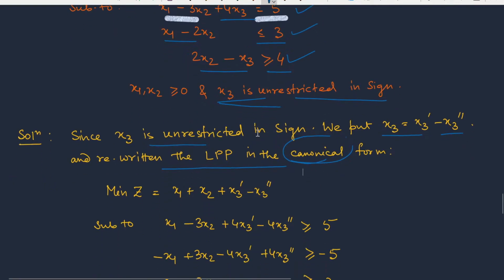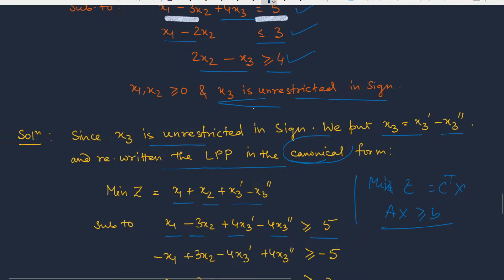Okay, so we write minimization of z equal to x1 plus x2 plus x3 dash minus x3 double dash, subject to the constraint x1 minus 3x2 plus 4x3 dash minus 4x3 double dash greater equal to 5. The canonical form of the minimization problem means min z equal to c transpose x, with the constraint Ax greater equal to b. This is the canonical form of the minimization problem.